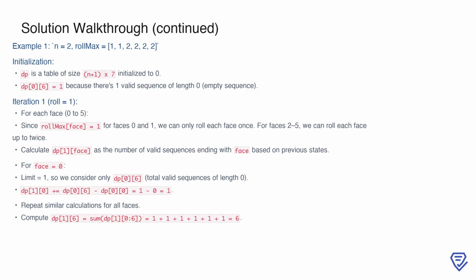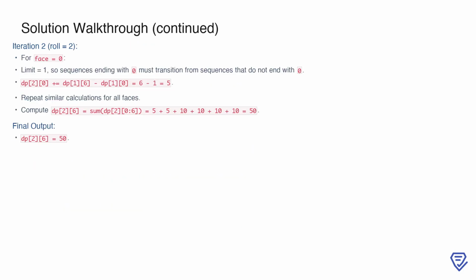For faces 0 and 1, the rollMax value is 1, so each face can appear only once, meaning the number of valid sequences ending with those faces comes from the total sequences of length 0. For face 0, we calculate dp[1][0] as dp[0][6] - dp[0][0], which gives us 1. Similarly, we calculate values for the other faces, and since all faces can appear at least once, dp[1][6], the total number of valid sequences of length 1, is the sum of dp[1][0] through dp[1][5], resulting in 6.